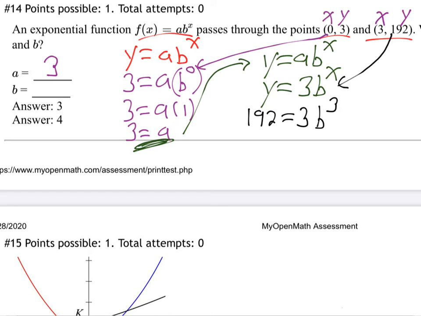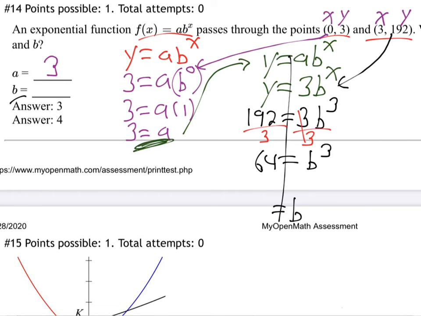So now we're going to solve. They want b. We're going to solve that for b. b's over here saying, I want to be alone. So how do we solve that for b? Our first step, divide both sides by 3. And we get 192 divided by 3. I'm getting 64. Okay, now, how do we finish getting b alone there?